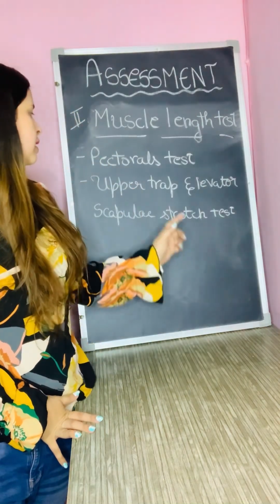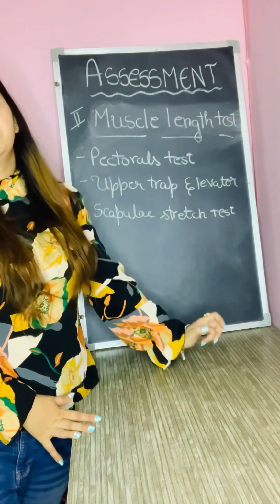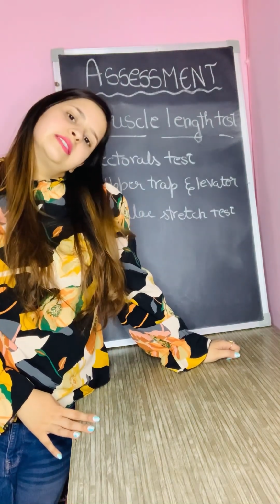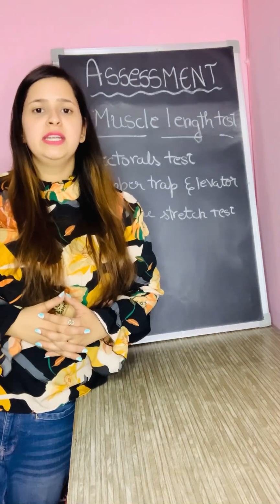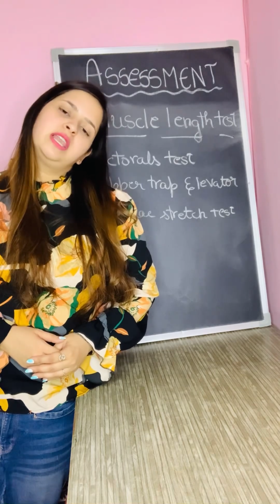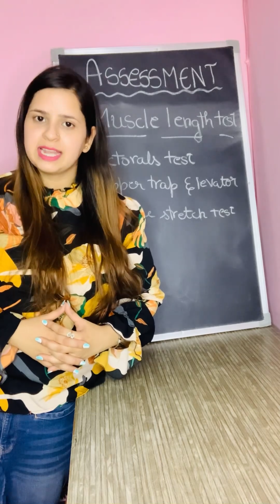Now comes the upper traps and the levator scapulae. For the upper traps, we all know there is the side bending test, the ear to shoulder test. We can perform this on ourselves as a self stretch, or we can do it on the patient as well. We ask the patient to touch the ear to the shoulder. If the patient experiences pain or discomfort, this test is positive and the upper traps are tight.